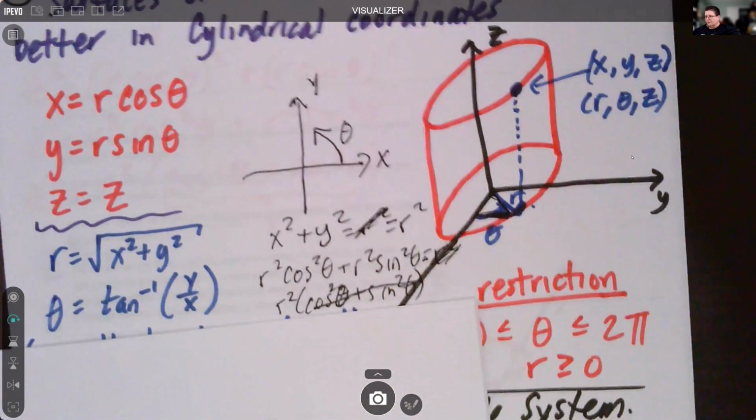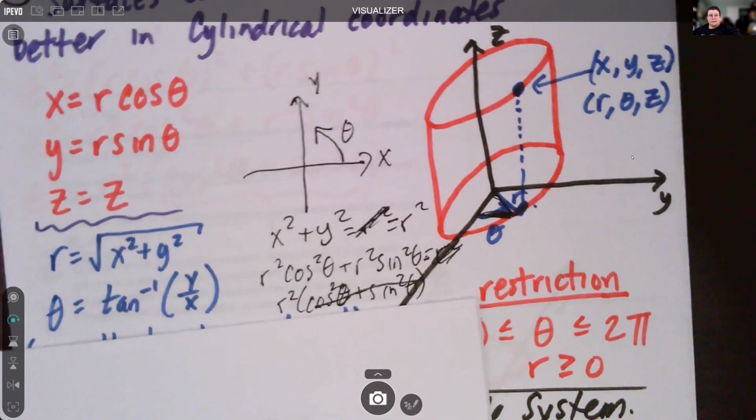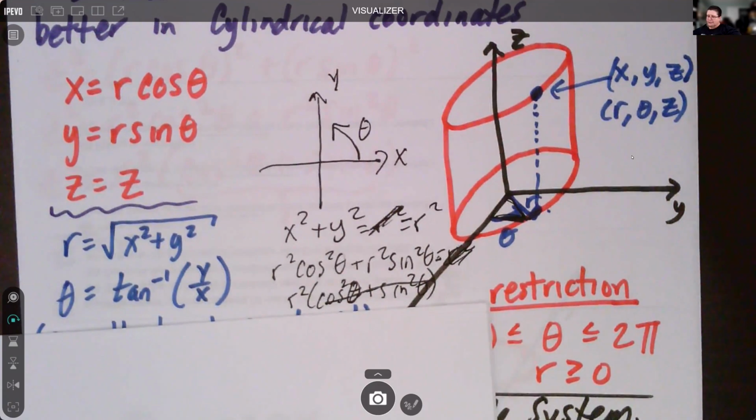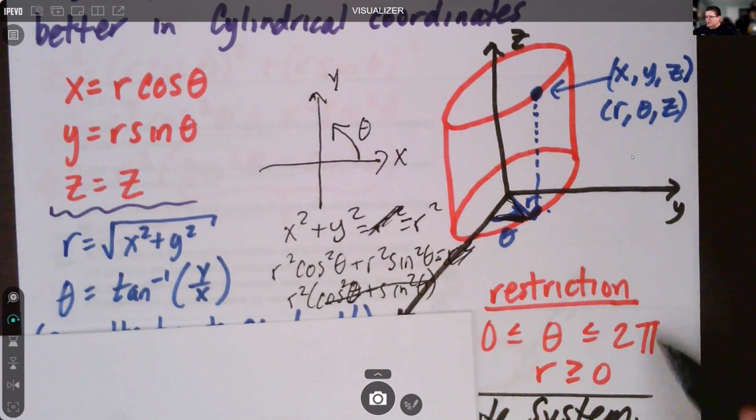So we can convert back and forth between cylindrical coordinates and the Cartesian, or rectangular, coordinate system as we wish. The only restrictions: we don't want theta to go over 2 pi, so let's restrict theta between 0 and 2 pi. And clearly a negative radius doesn't make sense, so we need r to be greater than or equal to 0.